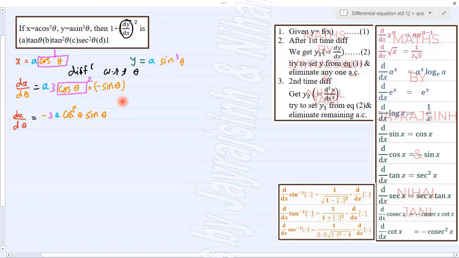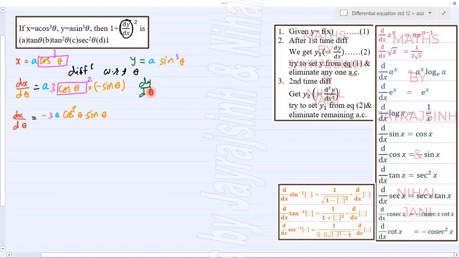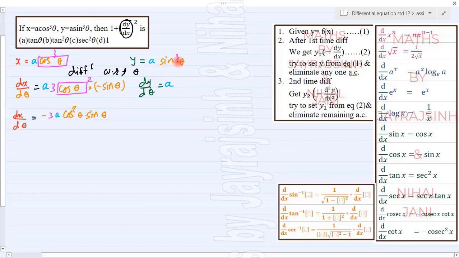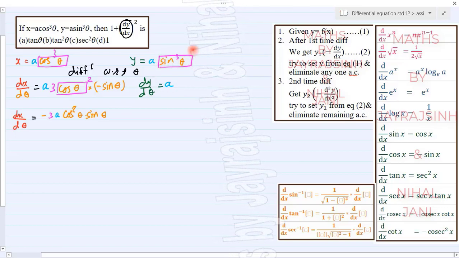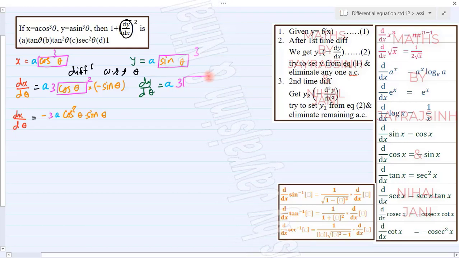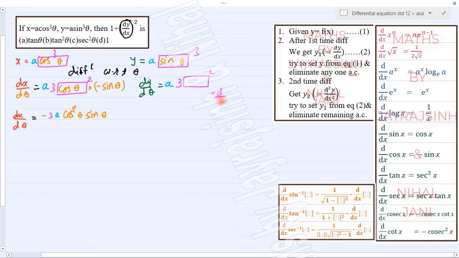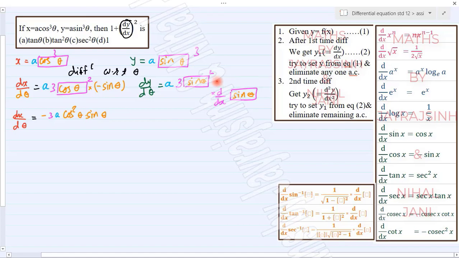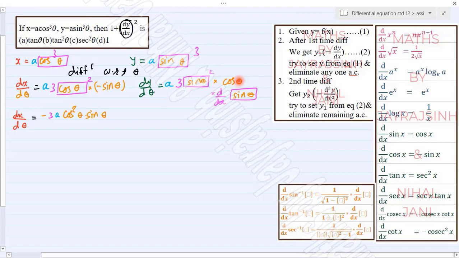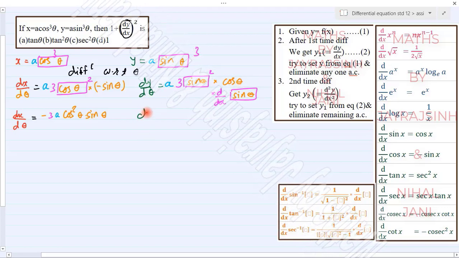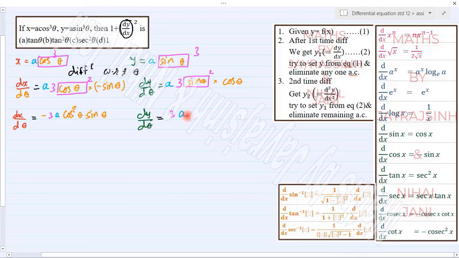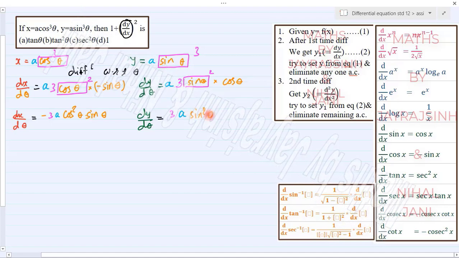Similarly, from the equation of y, we will get dy by d theta. Here a will be as it is, and to differentiate sin cube theta, we have to consider a box around the sin theta. So we'll get box cube, and the differentiation of box cube is simply 3 box square into d by dx of box. Within the box we have sin theta, so we just have to multiply differentiation of sin theta, which is cos theta. So we will get dy by d theta is equal to 3a into sin square theta into cos theta.